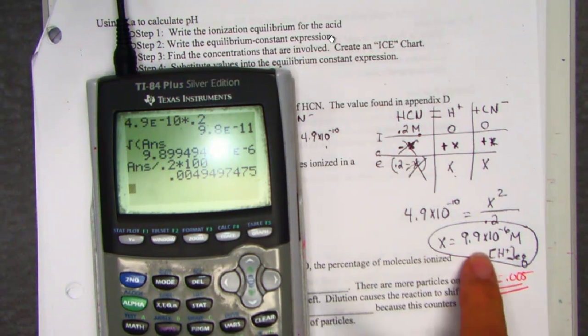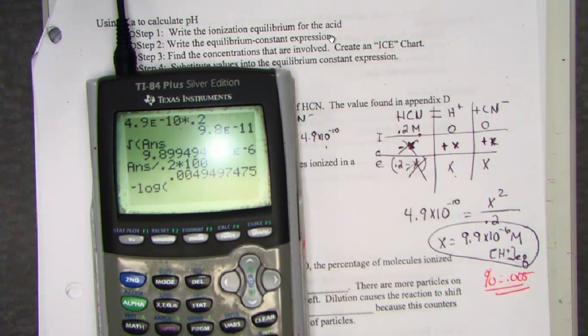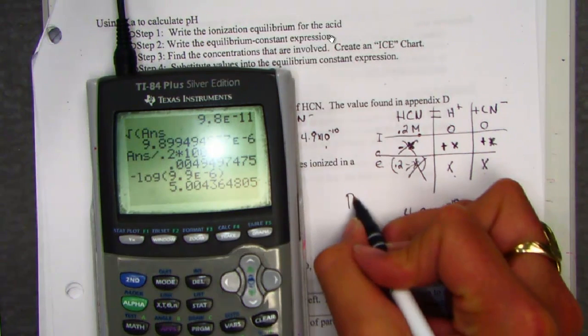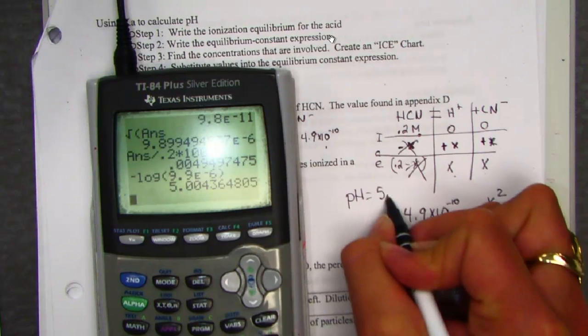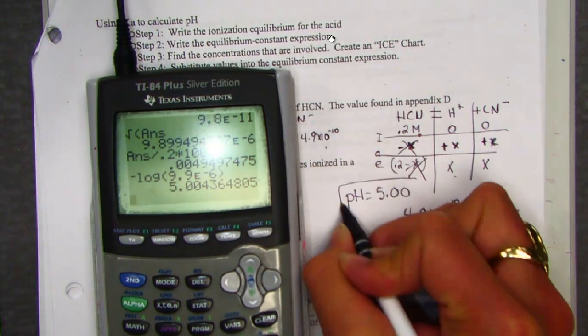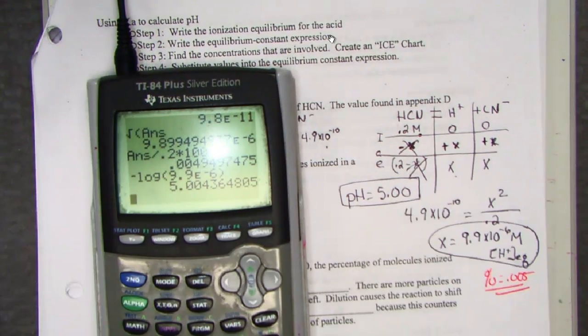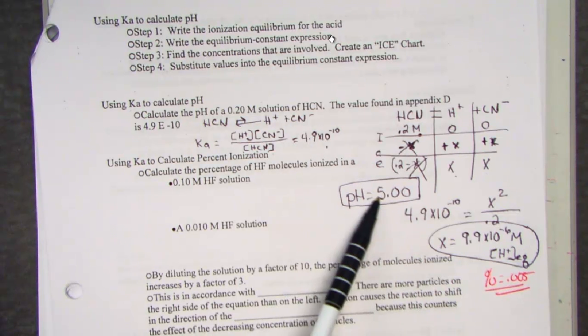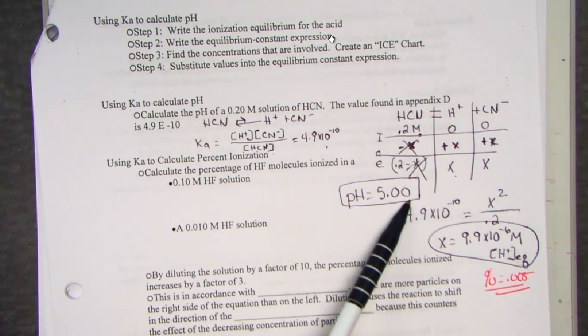We have to take the negative log of hydrogen ion to find pH. So I'm going to hit negative log of our x, 9.9 E negative 6. Negative log of the hydrogen ion concentration gives us a pH value. Always 2 decimal places. pH 5.00 units. The pH of our hydrocyanic acid is 5.00.